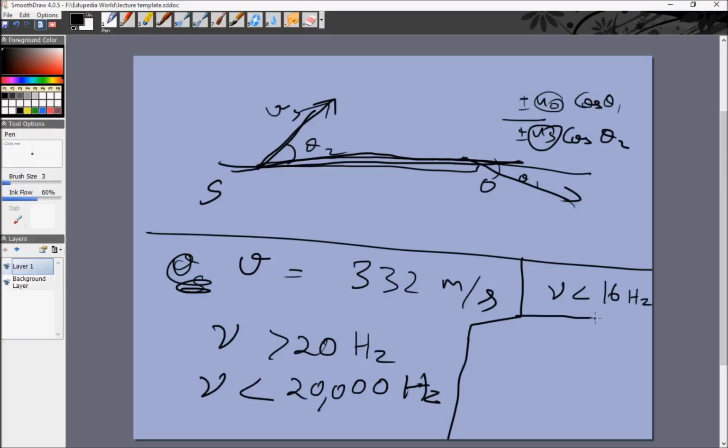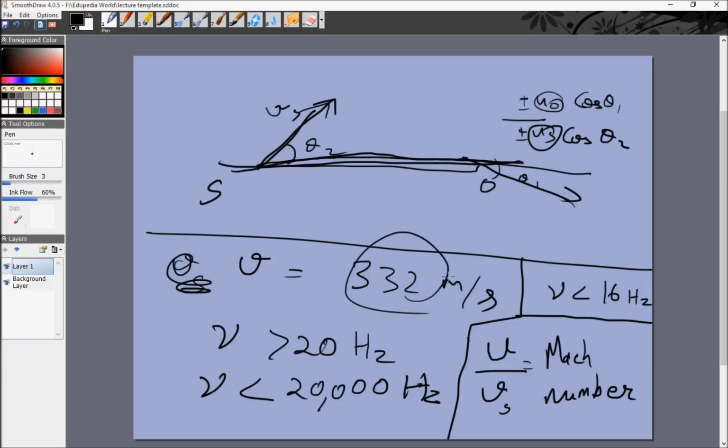And finally, another small concept, the speed of an object divided by the speed of sound is called the Mach number. So if in the question it's mentioned that a jet is traveling at 0.5 Mach number, that means the speed of the jet is 0.5 times 332 meters per second, or it's 0.5 times the speed of sound.